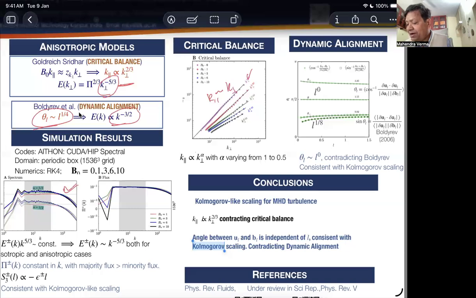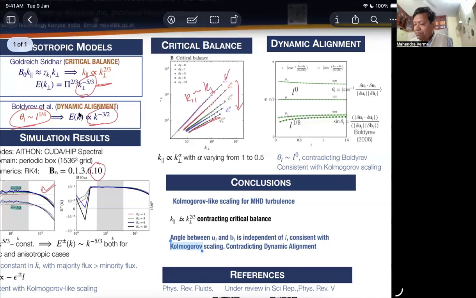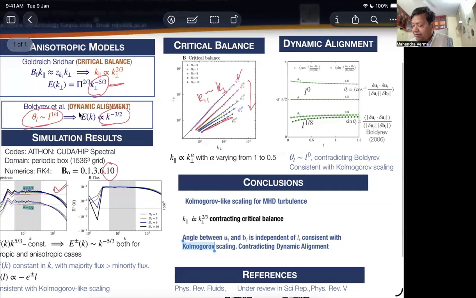Also, we found that theta L is proportional to L to the power 0. This argument is a bit tricky, but it is independent of L, which leads to phi-third. By the way, both of these theories lead to phi-third. And when we tested using the formula for Goldreich, we get 1/8.